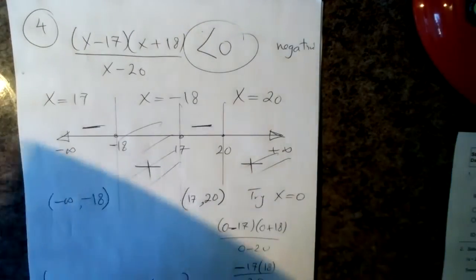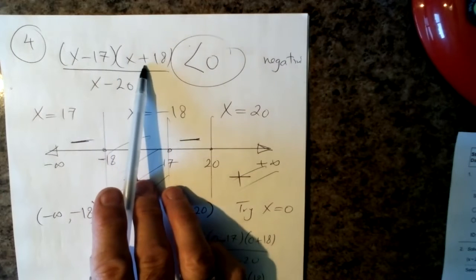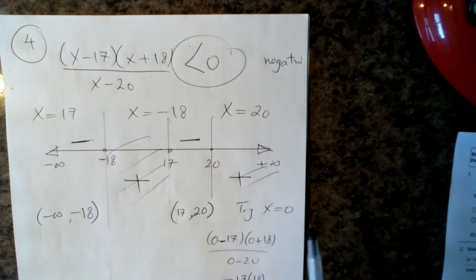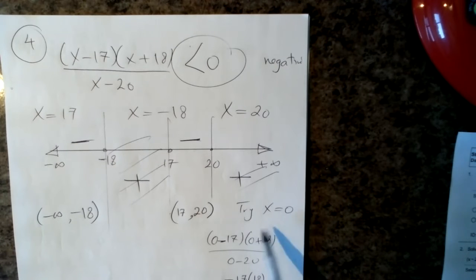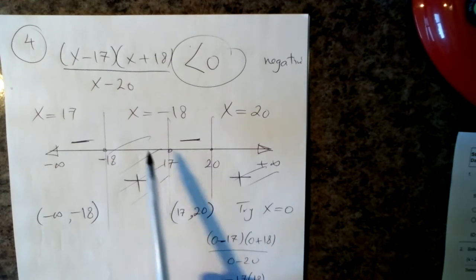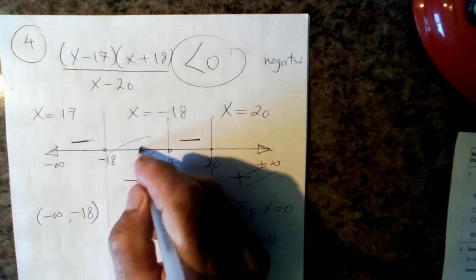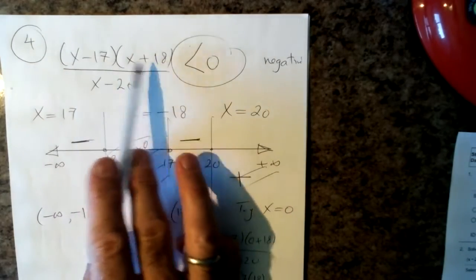Like this one, there are 3 parentheses. One would make it 0, one is a denominator. X is 17, -18, and 20. You label all 3. Again, you try to find a number like x equals 0. Just pick a number like x equals 0, which is somewhere here, between -18 and 17. I'll pick 0 here. Put 0 here for x.